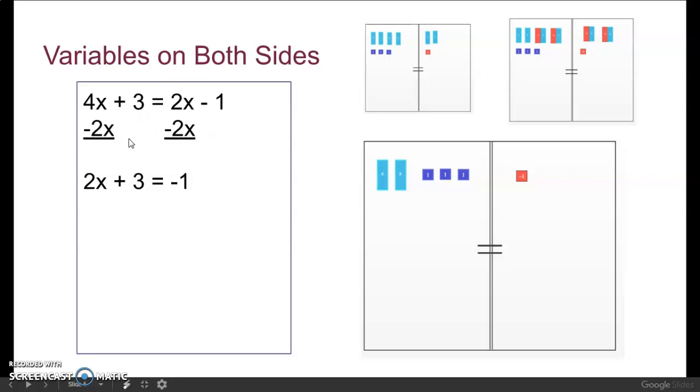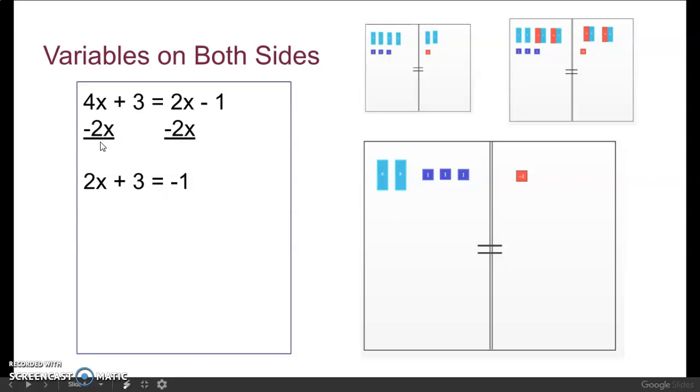I'm getting rid of the entire term, so I have to do the same thing here. What that looks like over here is I'm adding 2 negative x bars to both sides, so 2 here and 2 here. Then I can basically get rid of the 0 pairs. So I'd be left with 2 x's, and then plus 3 equals -1.